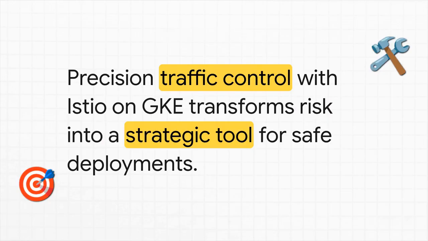This is exactly where Istio on GKE comes into play. Think of Istio as a smart infrastructure layer that gives you this incredibly fine-grained, precise control over the traffic flowing between your services. It basically turns traffic management from this thing you're scared of into a strategic tool you can use for safer, smarter deployments.